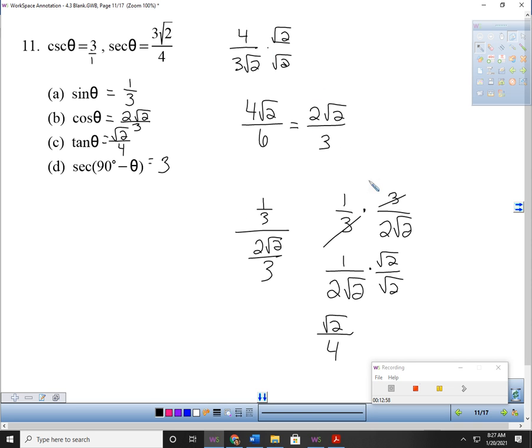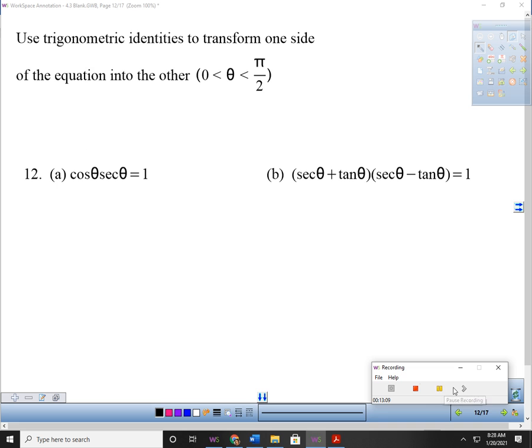All of these, though, you don't have to do them by hand. You can just put them in the small calculator, and it will reduce for you.